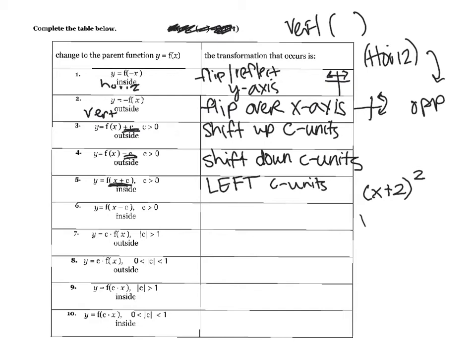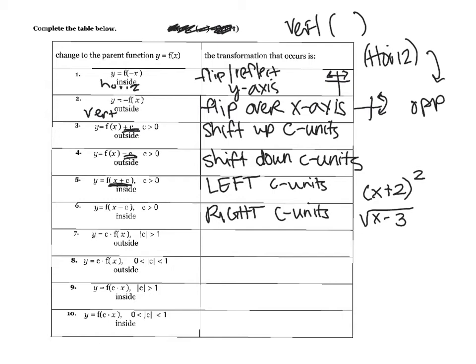For another example, inside would be like this. When you subtract, you move right c units. So the plus moves you left, the minus moves you right. Those things on the inside do the exact opposite of what you think they're going to do.